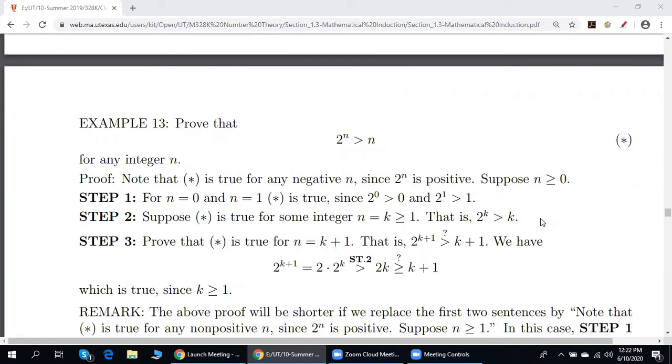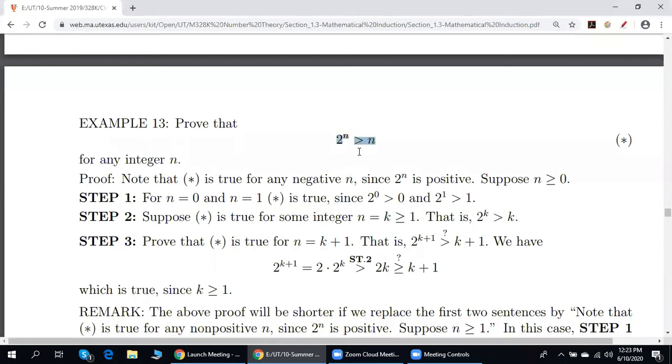Last type of examples. Now we are talking about inequalities. We want to prove that 2 to the nth power is greater than n for any integer n. We can apply math induction in several different ways. Here's one possibility.